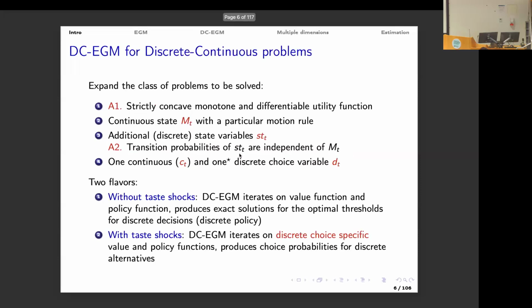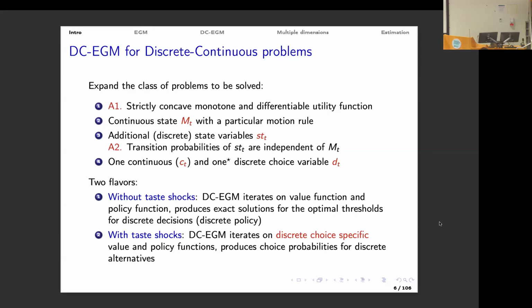The transition probabilities must be independent of that specific state variable. And then we'll have one continuous and one discrete choice. Now, one discrete choice variable, of course, is the same as having as many discrete choice variables as you want. You can just re-index them. So that's not a constraint of any sort.